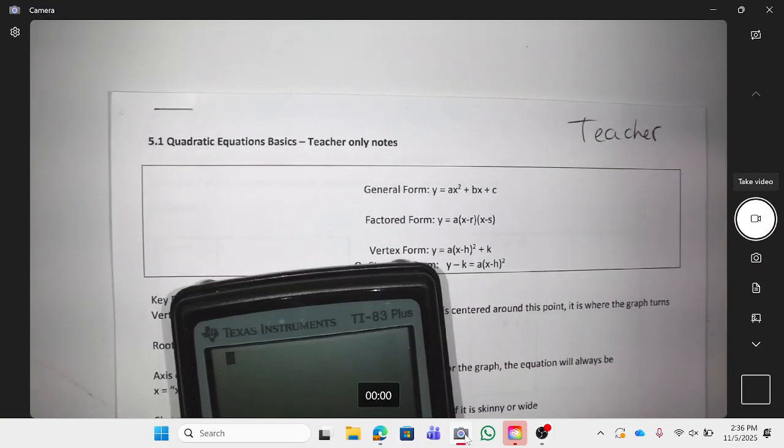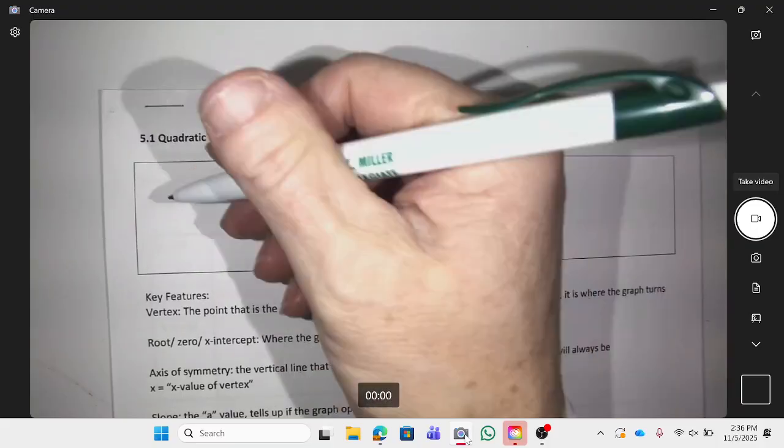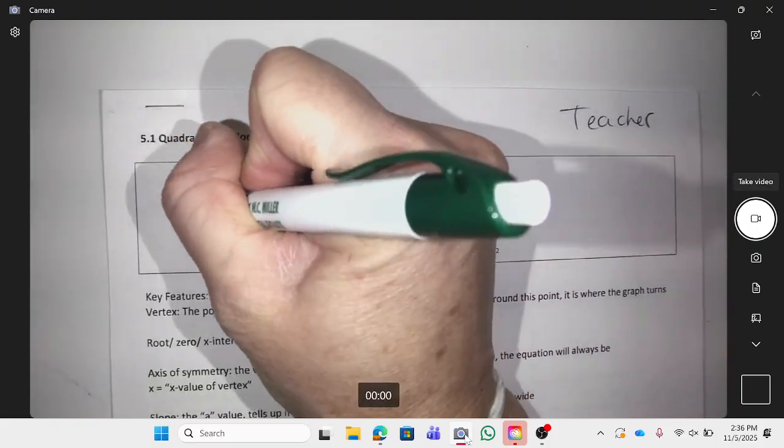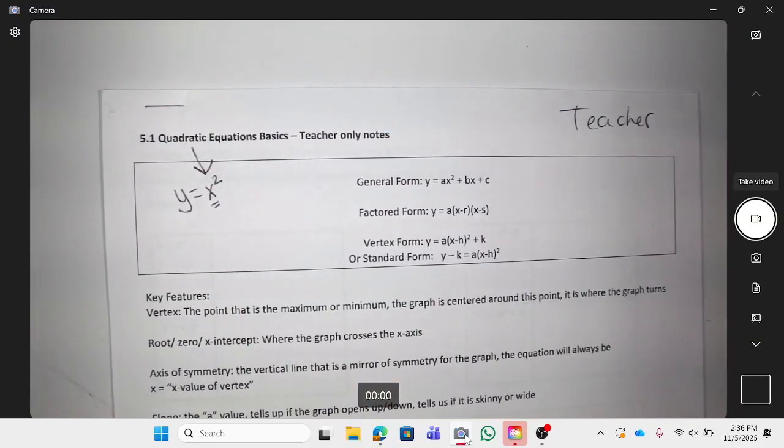Okay, so this topic that we're learning is called quadratic equations or quadratic functions. Okay, so what is a quadratic? It's a function that contains an x squared in it. Okay? Last year, everybody in grade 10 learned linear functions.